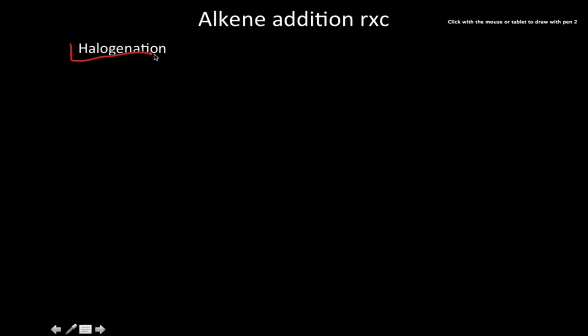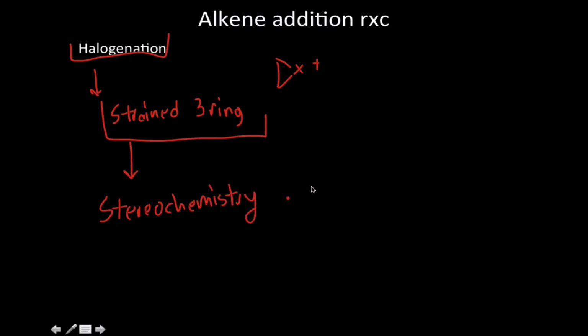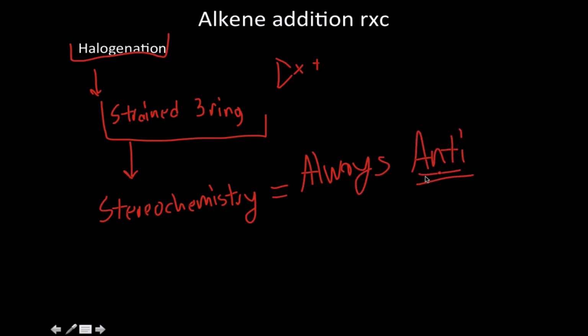Cool. So, what are the things that we need to consider because of the strained 3-membered ring? I'll just go ahead and talk about this with the halogenation here. Because of the 3-membered ring that we just drew with the X there, the positive charge there, the stereochemistry of every single one of these reactions is always going to be, hopefully this drives home my point, always anti-configuration. Always, always, always.